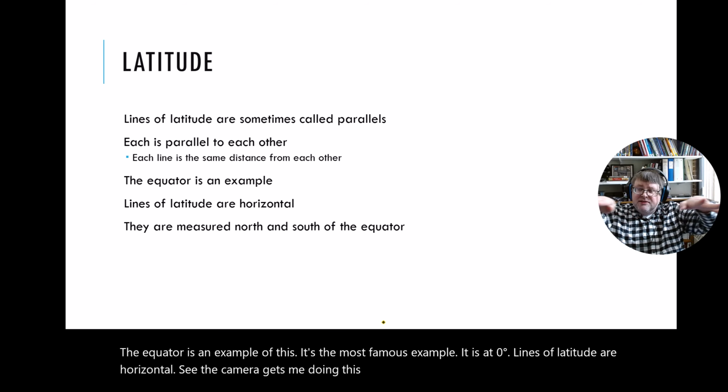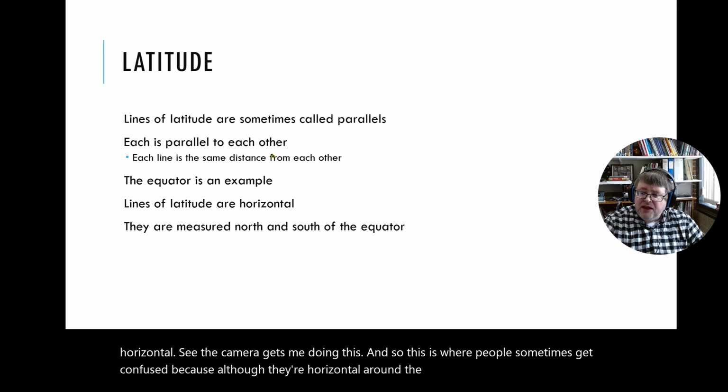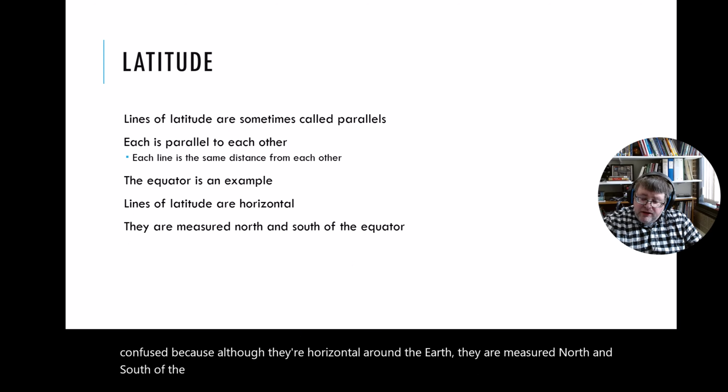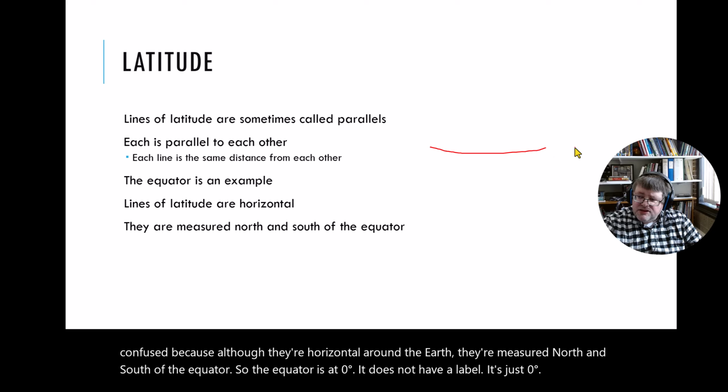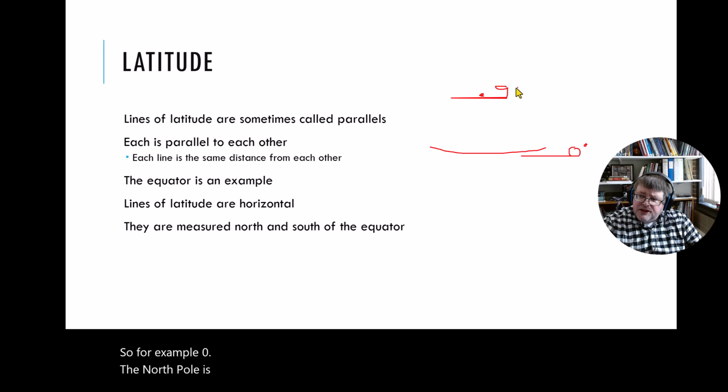And so this is where people sometimes get confused because although they're horizontal around the Earth, they're measured north and south of the equator. So the equator is at 0 degrees. It does not have a label, it's just 0 degrees. So, for example, the North Pole is at 90 degrees north. The South Pole is at 90 degrees south.